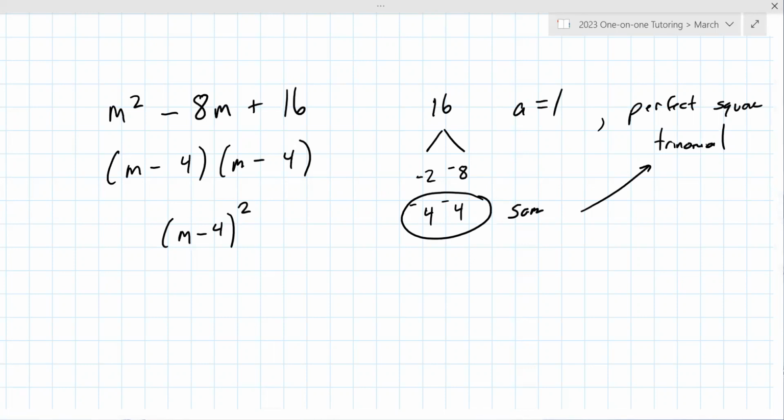So get a different problem out. All right, I'm going to read it out loud again. Okay. 3x squared plus 30x plus 75. Like this? Okay.